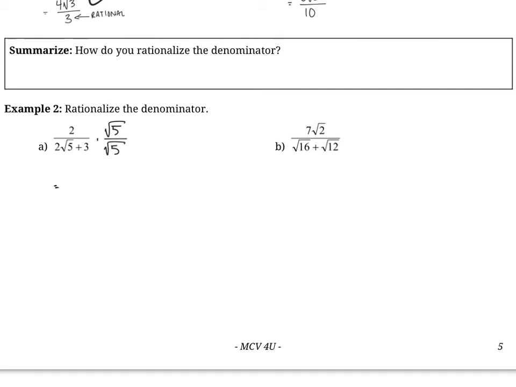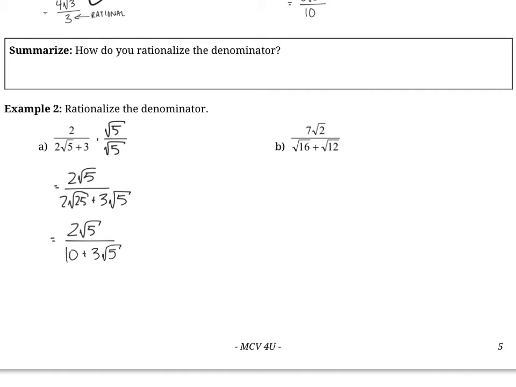2 root 5 in the numerator, and in the denominator, we have to distribute that root 5 to both terms, right? So we're going to end up with 2 root 5 times root 5, which is going to give us 2 root 25, and then plus 3 root 5. And then we can simplify that. Can't simplify the numerator, 2 root 5. The denominator, though, 2 root 25. Root 25 is just equal to 5, so 2 times 5 is 10, plus 3 root 5.